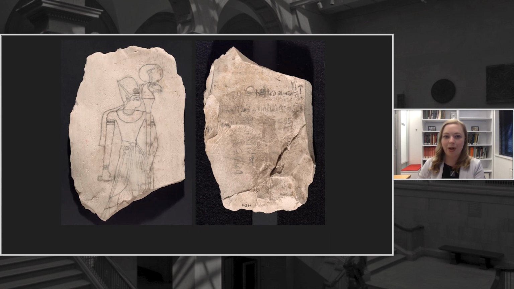This is also supported by an interesting text added to the back of the ostracon in hieratic, the cursive form of the Egyptian language. It records an appearance of King Amenhotep, who, as we just learned, was worshipped as a god in this community long after his death. Festivals celebrating this divinized king included parading statues of him throughout the town, and perhaps this drawing records the artist's encounter with one such royal statue.